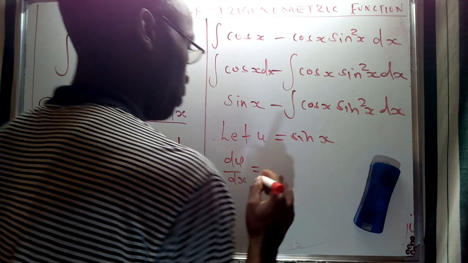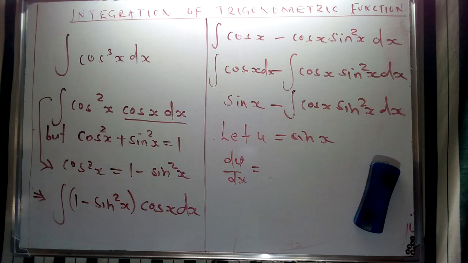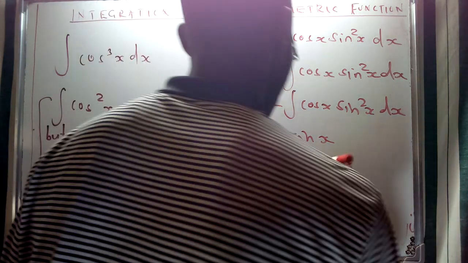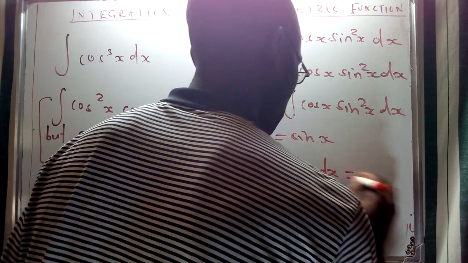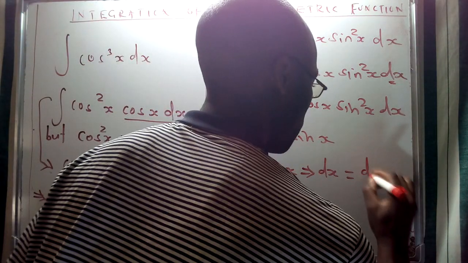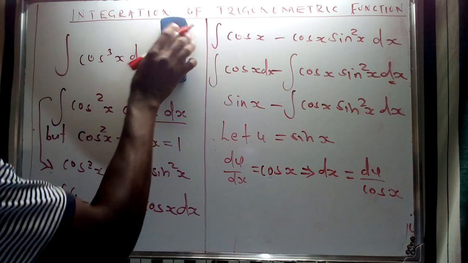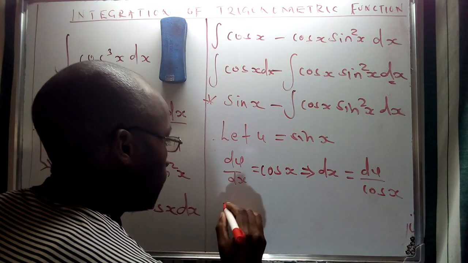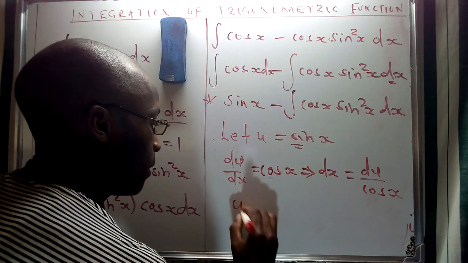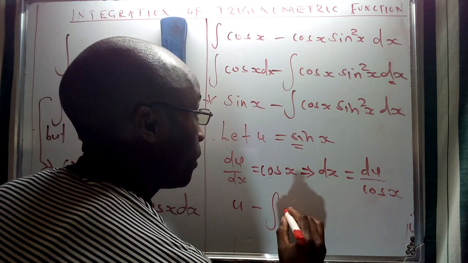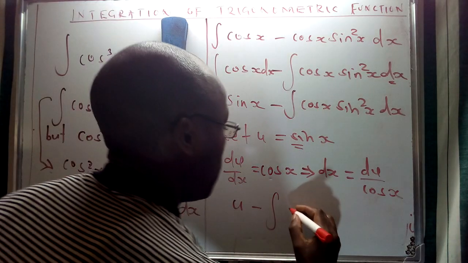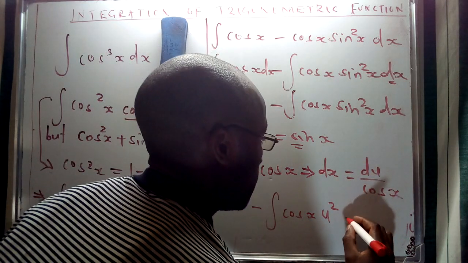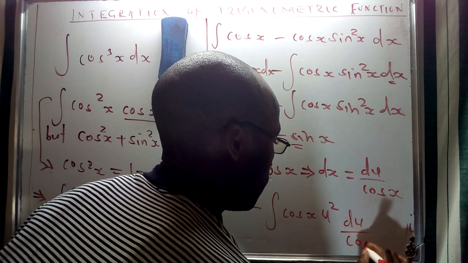is equivalent to the derivative of the sine of x, which gave us the cosine of x. So du over dx is going to be the cosine of x, implying that dx can be represented as du over the cosine of x. Therefore, doing a rearrangement, we're going to have the sine of x, which is represented by u, minus the integral of the cosine of x, and then the square of u dx, which is the same as du over the cosine of x.